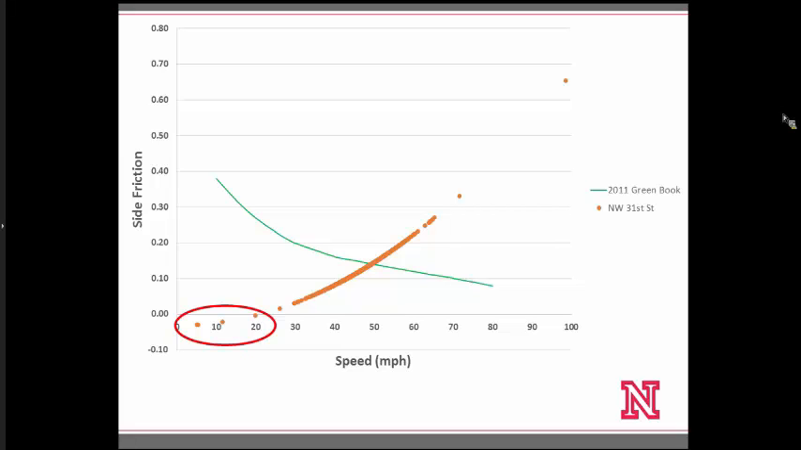Then you see down here how there's some negative values. The reason for the negative values, we go back to that centripetal force. For centripetal force, you have super elevation, gravity, and your friction. At low speeds, if your gravity is enough to keep that vehicle on the road, then your friction is going to work the opposite, and it's going to give you negative values. That just means that what's keeping the vehicle on the curve is the gravity.